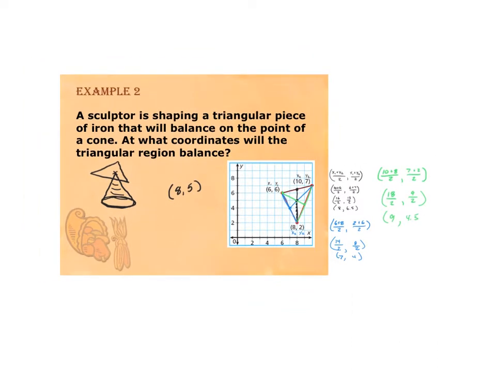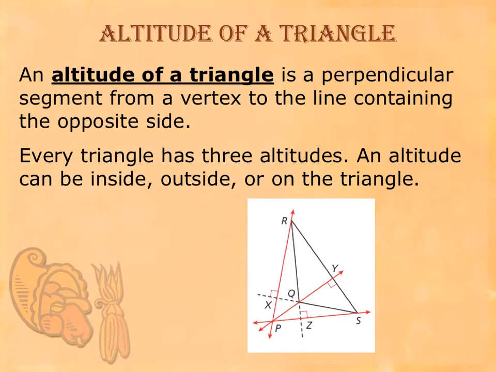Okay, so that's medians. Medians are made from midpoints and vertices. They come together at a point of concurrency. That point of concurrency is called the centroid. The centroid is 2/3 of the way along the median to the vertex. So we've got all that information. And then we get to the altitudes.